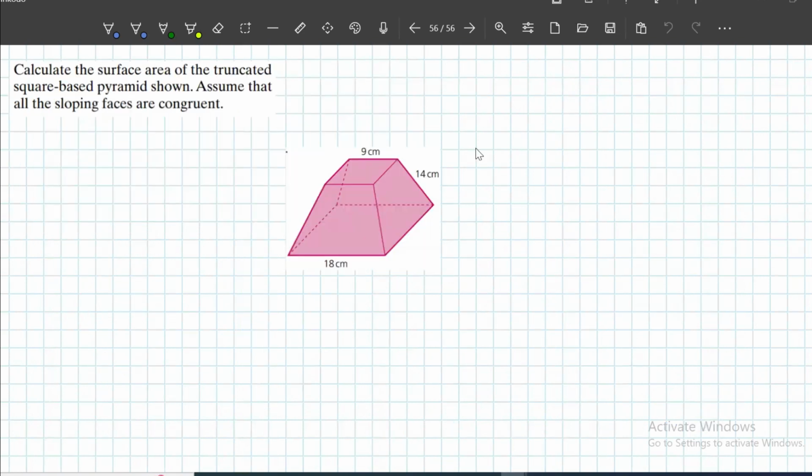Yes, viewers, now we will discuss how to find the surface area of a truncated square base pyramid. Basically the idea to find the surface area of a pyramid is the area of all the faces. So the total surface area of a pyramid is basically the area of all the faces, okay? So this is basically the net of the pyramid.